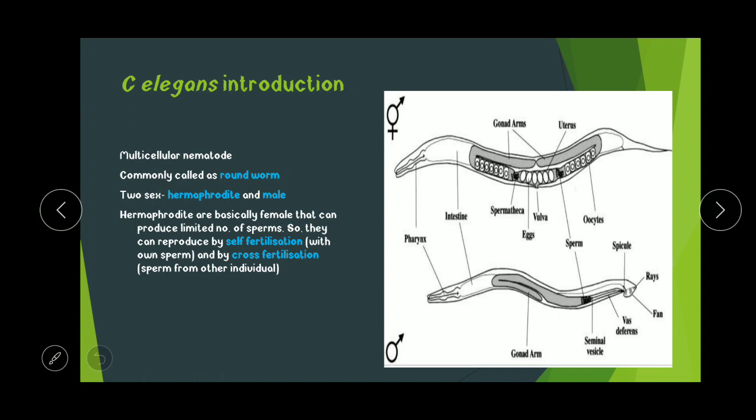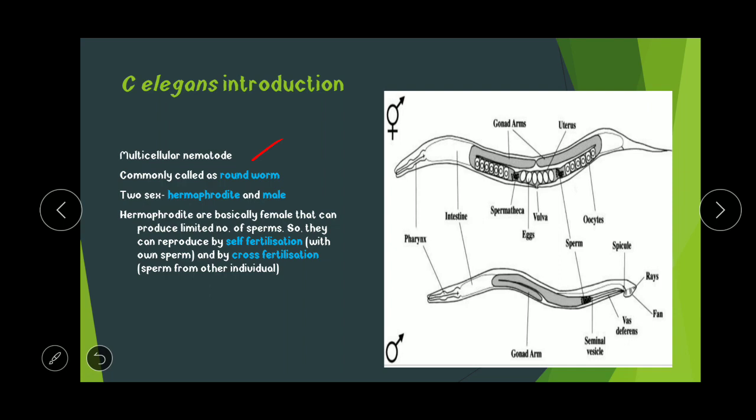So C. elegans is a multicellular nematode and it is commonly called a roundworm. There are two sexes in the organism, that is hermaphrodite and male. Hermaphrodites are basically females that have the ability to produce some sperm. Obviously they have less ability to form sperm than the male individual, and as they can form sperm and egg both, the hermaphrodite individuals are capable of self fertilization as well as cross fertilization. That is self fertilization when they fertilize the egg with their own sperm, and cross fertilization when they fertilize with sperm from another individual.